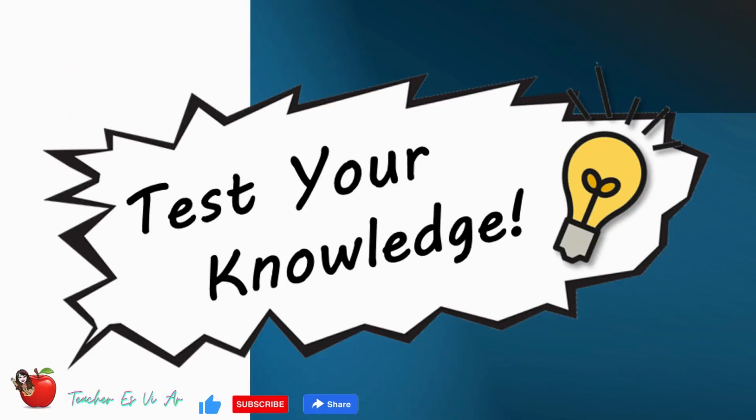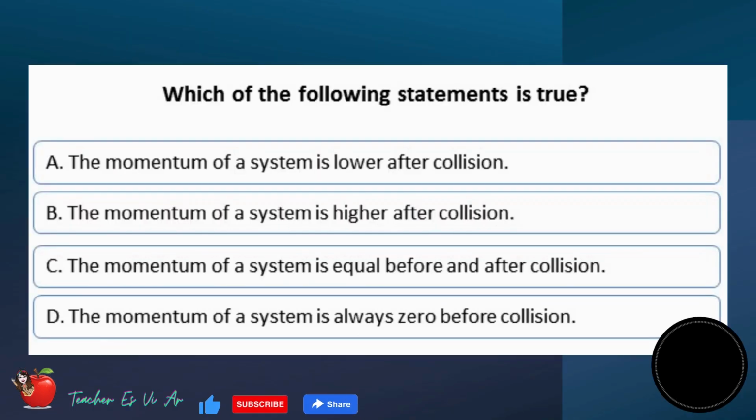Let us test your knowledge. Which of the following statements is true? A. The momentum of a system is lower after collision. B. The momentum of a system is higher after collision. C. The momentum of a system is equal before and after collision. D. The momentum of a system is always zero after collision.